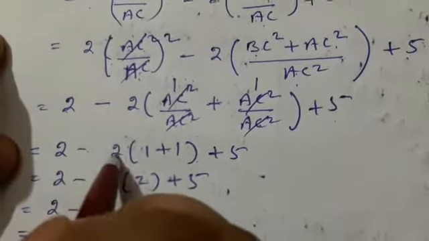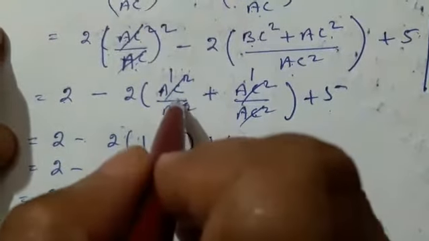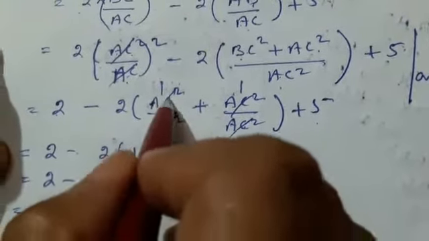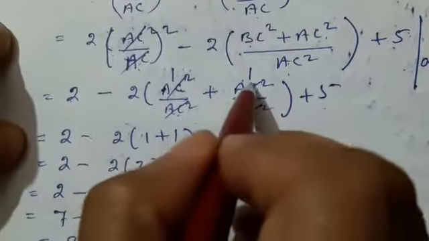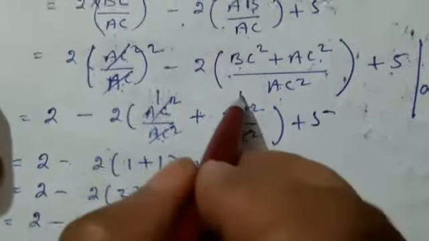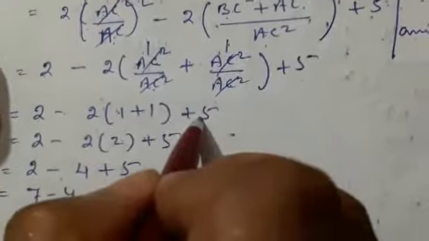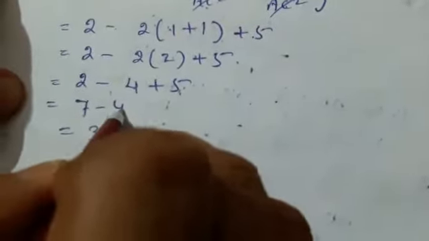So 2 minus 2 into, in place of BC we can write AC. So AC square upon AC square plus AC square upon AC square, AC will cancel out. So here 1 and 1, 1 plus 1 plus 5. So 2 minus 2 into 2 plus 5. So 2 minus 2 twos are 4 plus 5. So 2 plus 5 is 7 minus 4, that is equal to 3. 3 will be our answer.